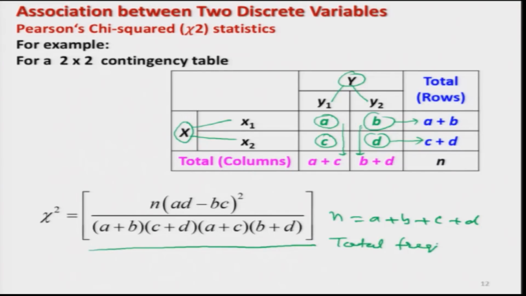Okay. Now after this, I will take a simple example based on this 2 cross 2 data, and I will compute this chi-square statistic, and later on I will introduce some more statistics. Then I will try to measure the degree of association in the same example using different statistics.